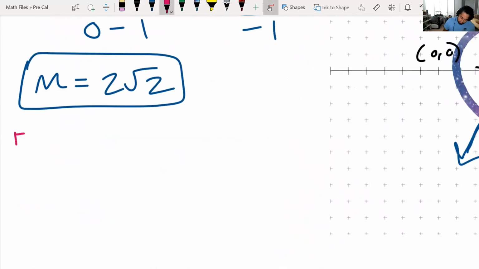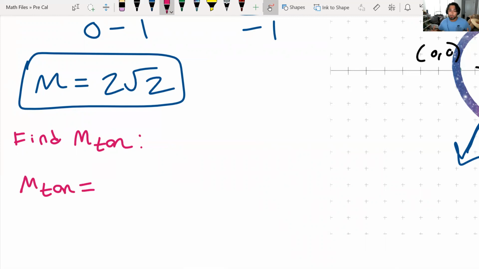So find the slope of the tangent line, which I'm going to write as m tangent. Okay. Well, we don't need to do much here. Remember, if lines are perpendicular, then their slopes are negative reciprocals. Since the slope of the blue line is 2 square root of 2, then the slope of the tangent line is going to be the negative reciprocal.